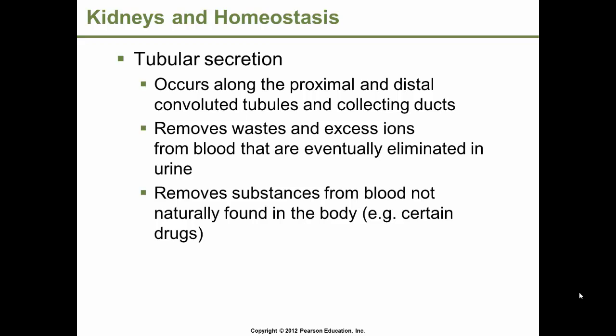Tubular secretion occurs along the proximal and distal convoluted tubules, as well as the collecting ducts. It removes any waste or excess ions from the blood that are eventually going to be eliminated in the urine. It removes substances from the blood not naturally found in the body, such as penicillin, cocaine, marijuana.